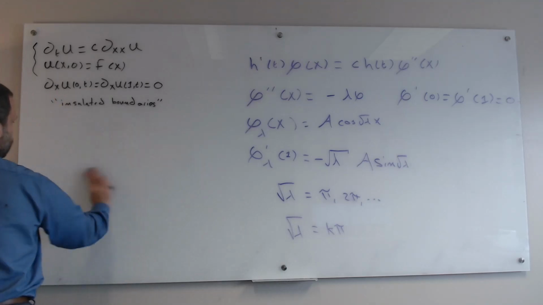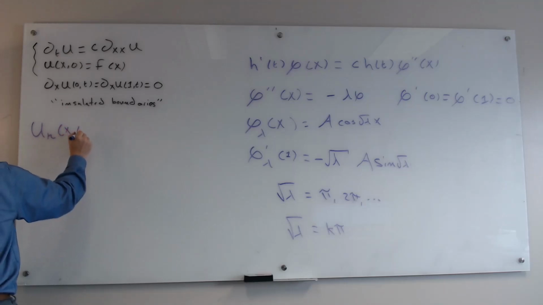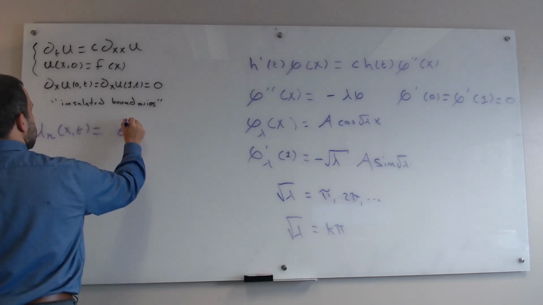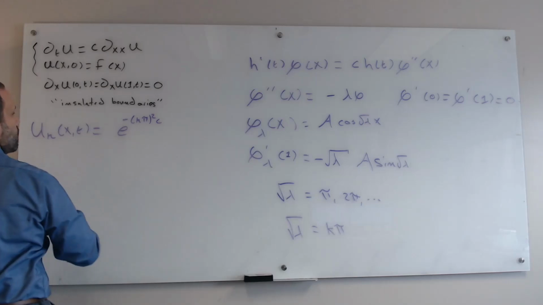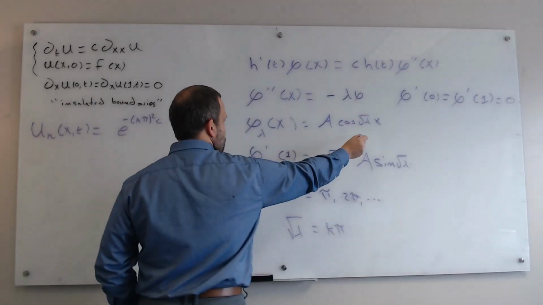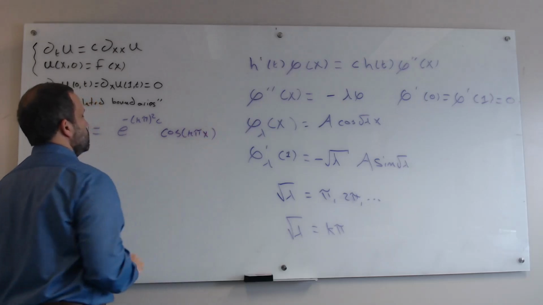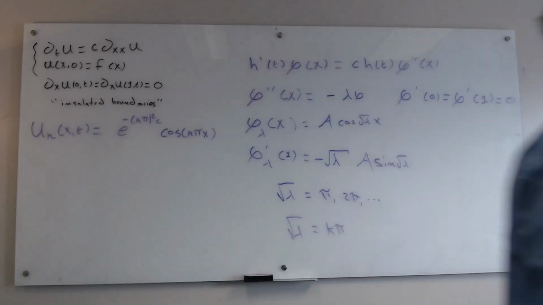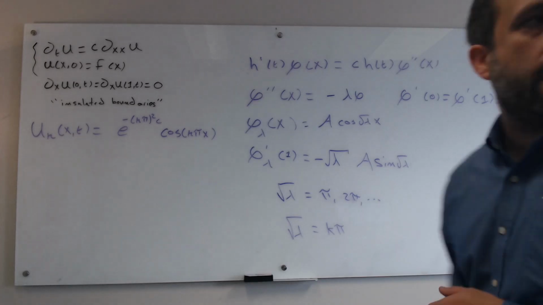Then our product solutions over here, for every k, we're going to get a different one. We're going to write this as u_k of x, t equal to e to the minus lambda, which is k pi squared, times the little c from up there. Then it's going to be cosine, because b is equal to 0, cosine of k pi x. And notice that this is going to be for k greater than or equal to 1.